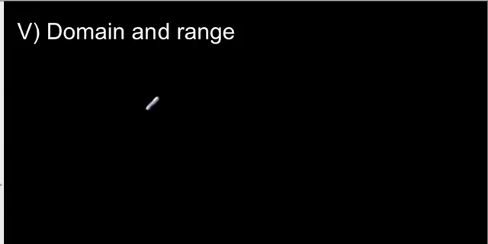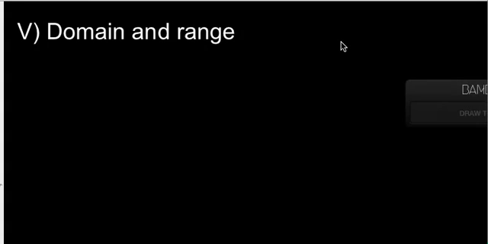One second here. My pen seems to be frozen for one second. Hold on. Yeah, there we go. All right, so I got it back. It's online. All right, so domain and range.